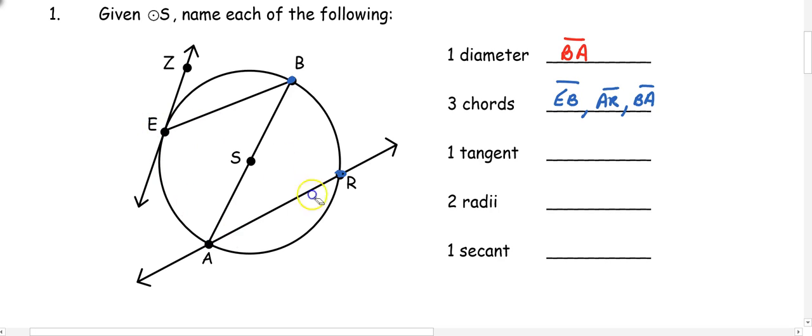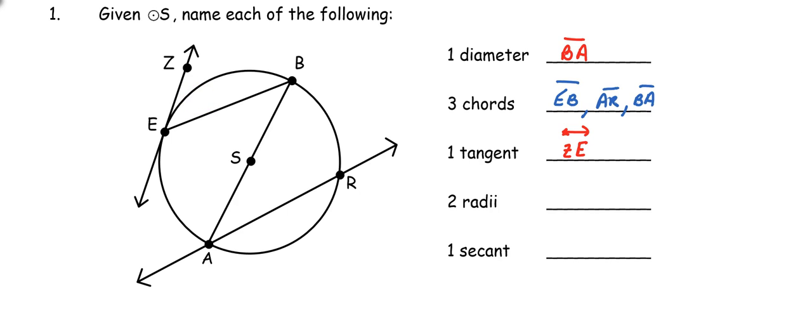Tangent. A tangent is a line that intersects the circle once. So we have a line over here that's intersecting the circle once. So ZE is going to be our tangent.